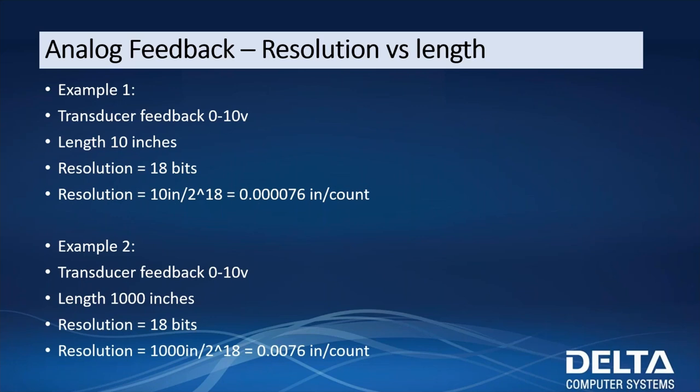It's just going to be harder. It's going to be much harder to control to a very precise, say you want to control to 100th of an inch. Well, it's going to be a lot more difficult with this second transducer than it would be with this first transducer. And it's just something to keep in mind with analog feedback.